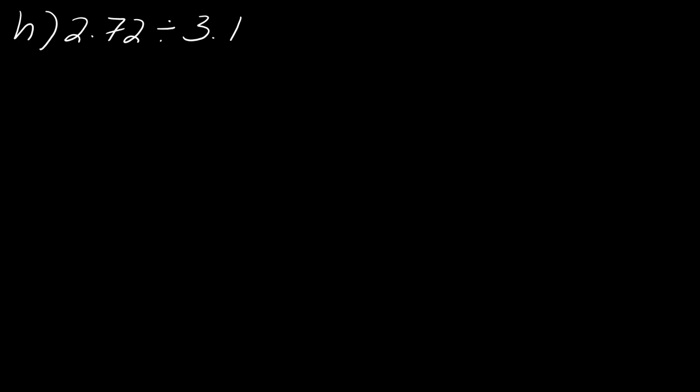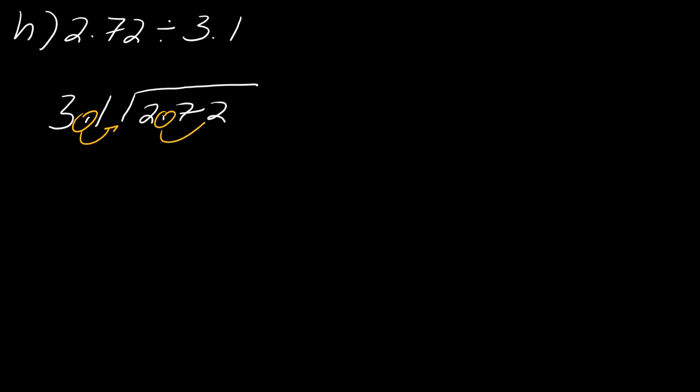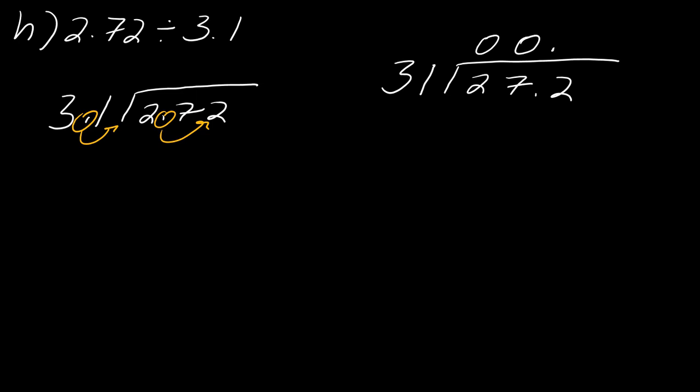Okay, I thought I should give myself a little more space here. So I've got 3.1 into 2.72. First I'm going to adjust these. I'm going to move everything over 1 spot. So now I've got 31 going into 27.2. And you can see here that 31 does not go into 27, so we're just starting right out of the gate with a decimal.